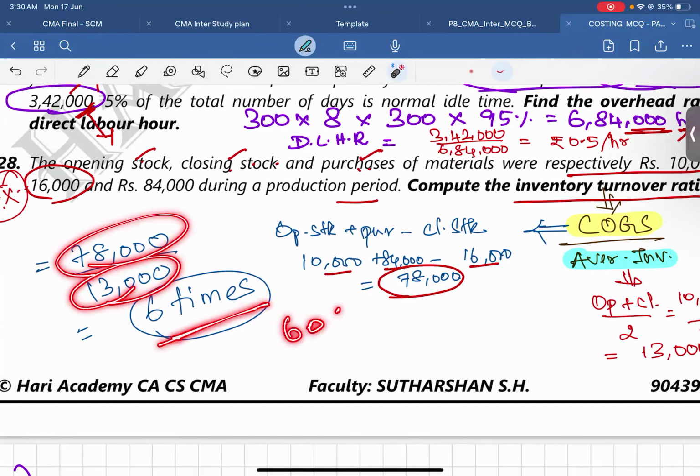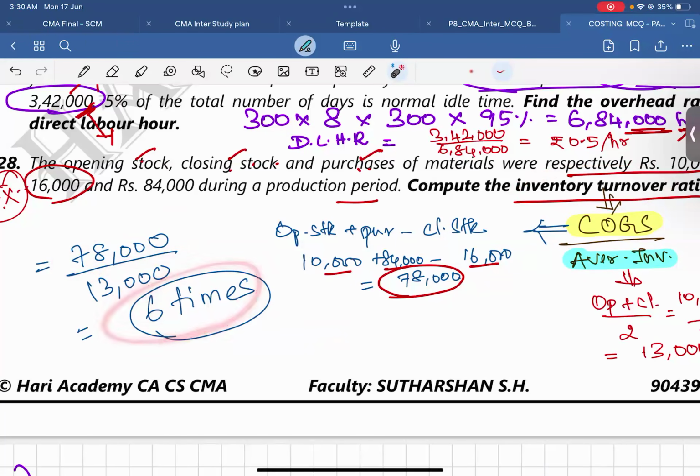It is not 60 percent. Don't add percentage for turnover. Turnover ratios are always calculated on a times basis. So it is 6 times. Suppose they may ask you the number of days. If they ask the number of days, it is 365 divided by 6. If they ask in months, it is 12 divided by 6.